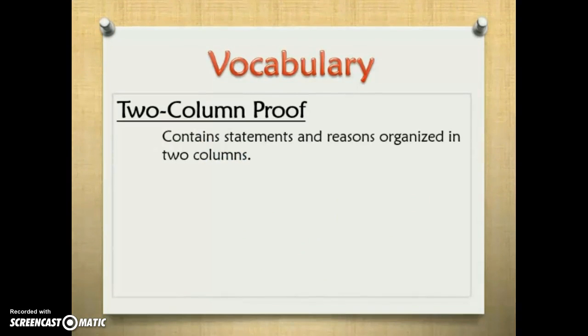All right. Let's go ahead and move on to your vocabulary. We have another term here. This is the two-column proof. This contains statements and reasons organized in 2 columns. So we're going to do a proof. It's not going to be like the paragraph proof that we did. This is another method for proving things. So you can use a paragraph proof or a 2-column proof.